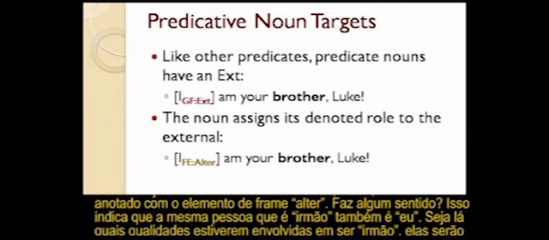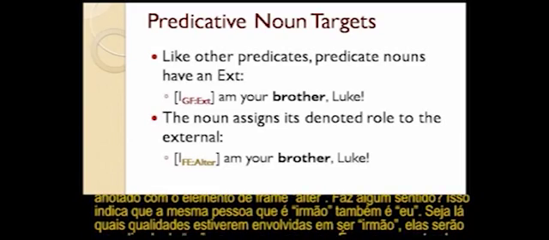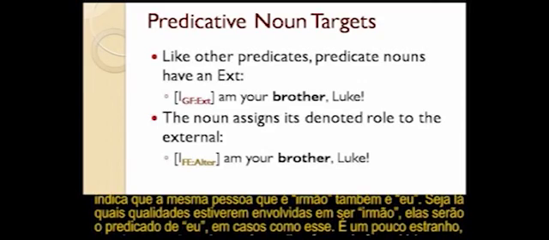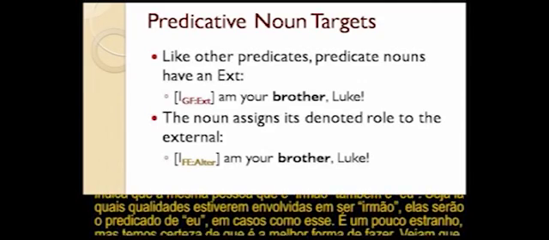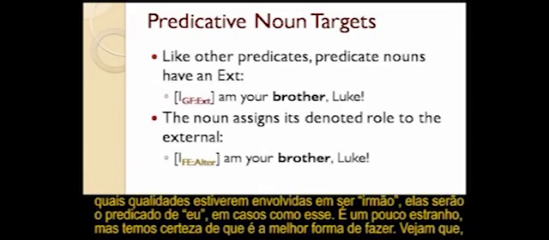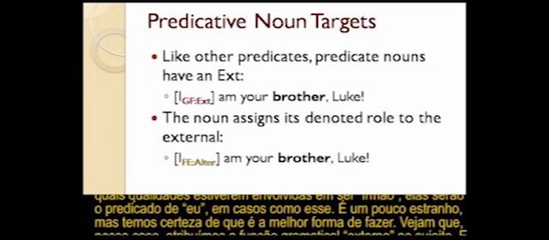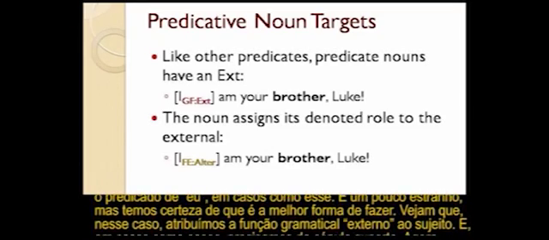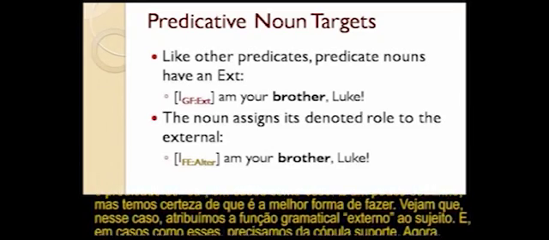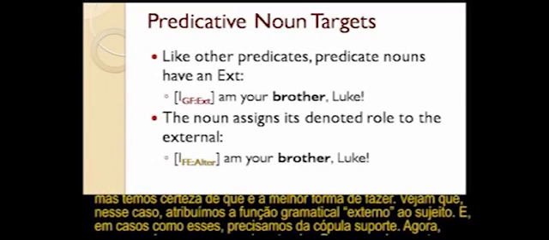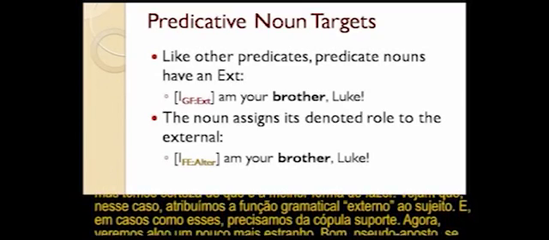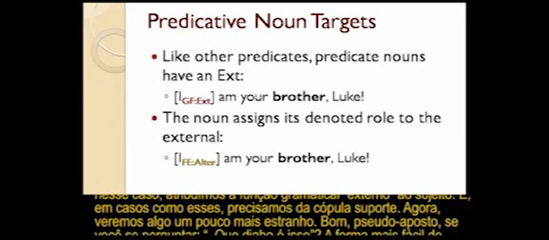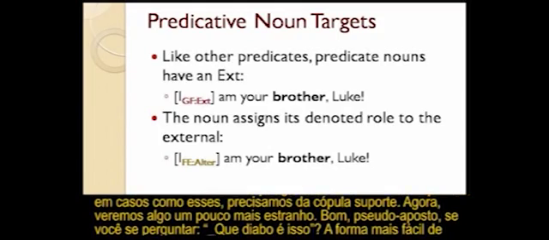Does this make some sense? The same person who is the brother is I. So whatever qualities are involved in being a brother, those qualities are predicated of I in a case like this, okay? So it's a little weird, but we're quite sure that this is the right way to do it. And you see that in such a case you assign the grammatical function external to the subject in a case like that. And you need the copula support, okay?